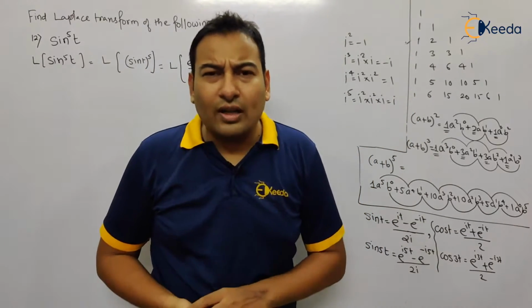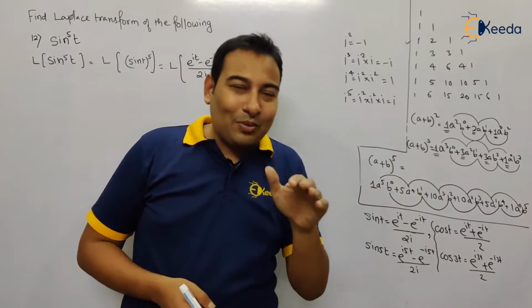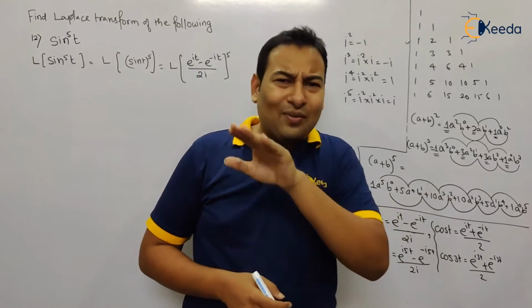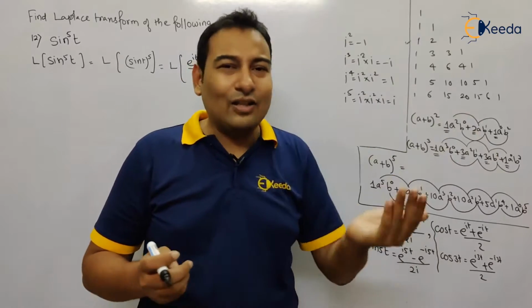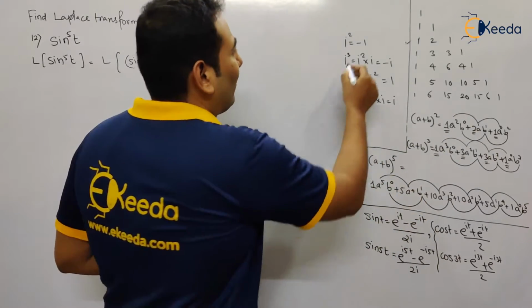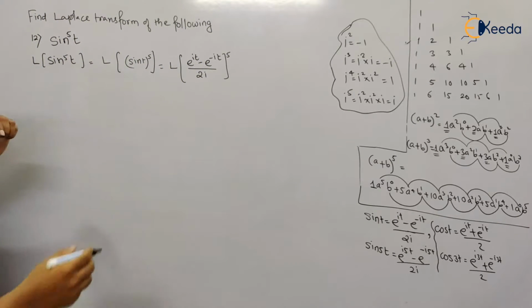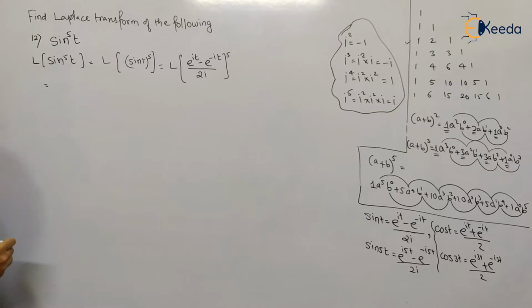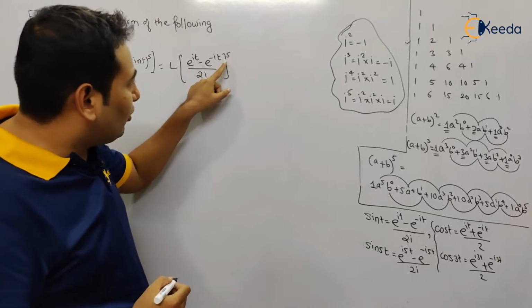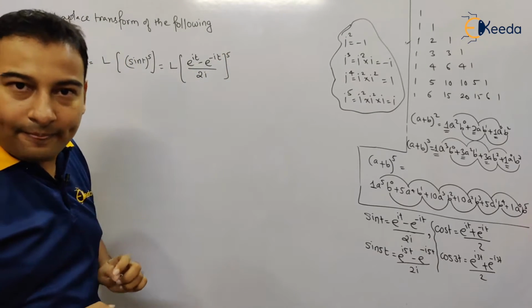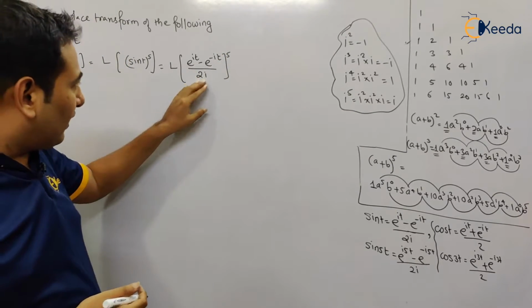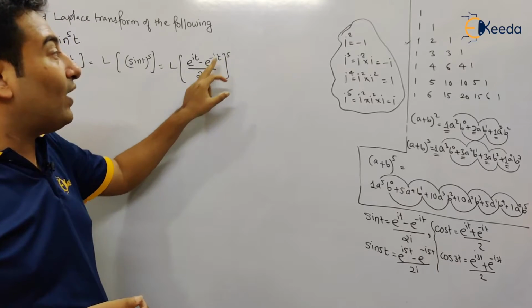i raised to 6 is what? i square, minus 1 minus 1 minus 1, that is minus 1. i raised to 7 is i square into i, and so on. Right? So these things are also required. You can copy them at the last page of your notebook. So let's move on. Here, if I open the bracket, this will be 2 raised to 5, i raised to 5. Obviously, that will come out of the Laplace transform.